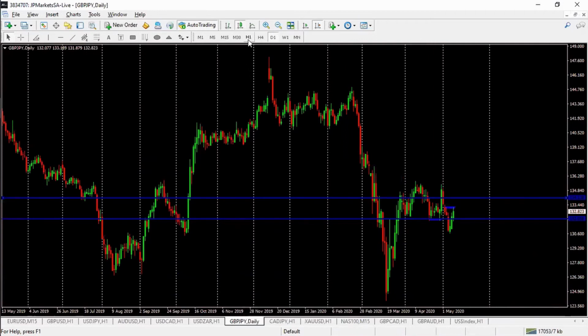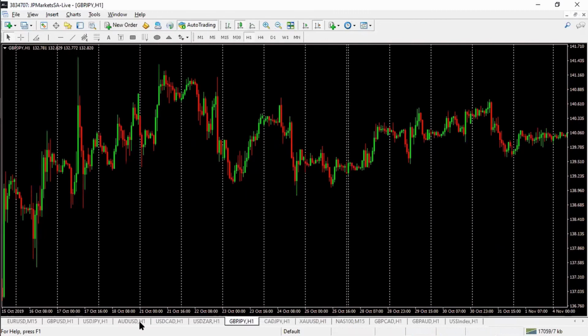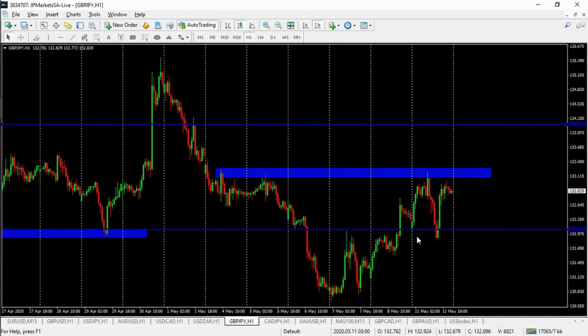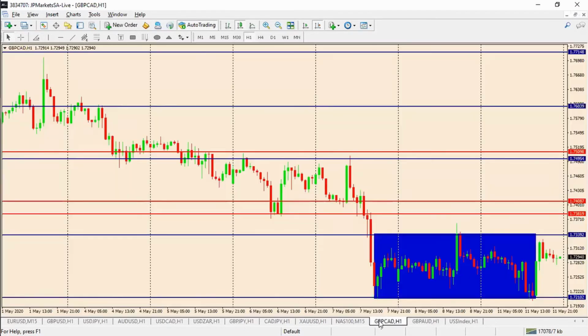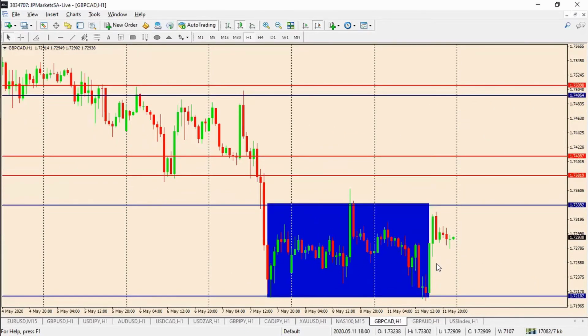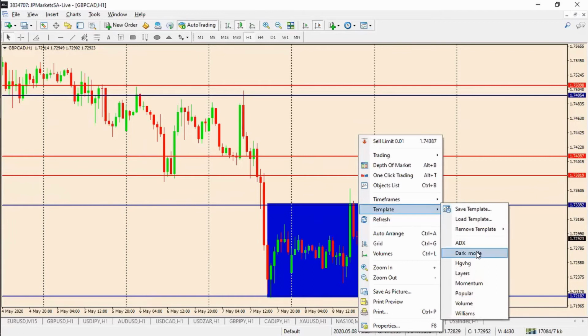Those are the three pairs I usually enjoy trading. And now I'm going to show you a pair I missed a trade on. I think it's GBP CAD. Yeah, it's GBP CAD. Sorry about that, let me just change my chart.